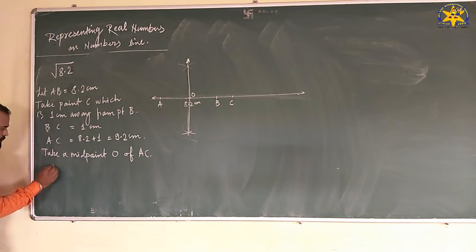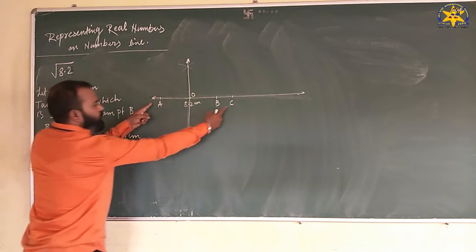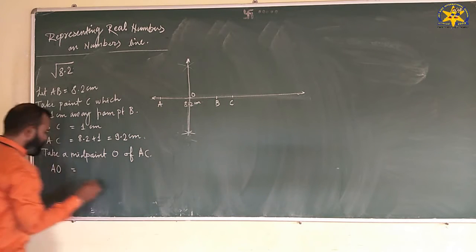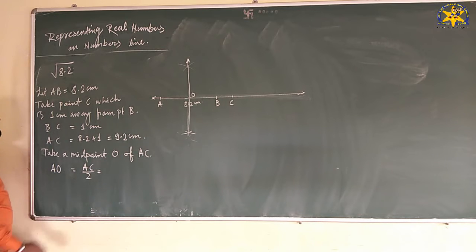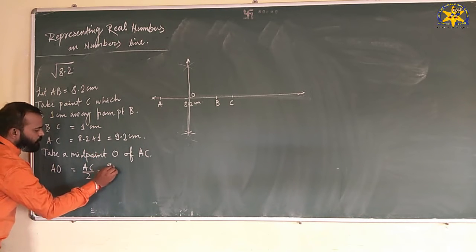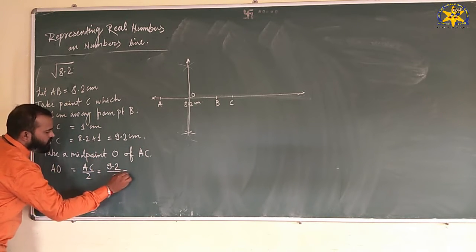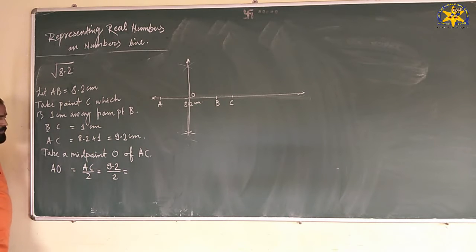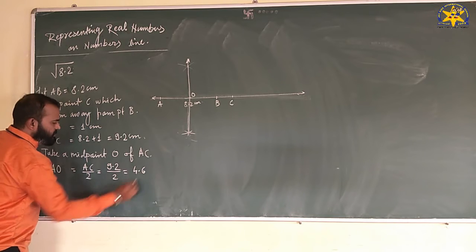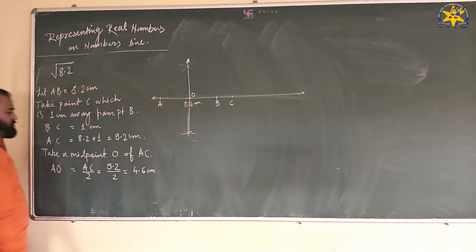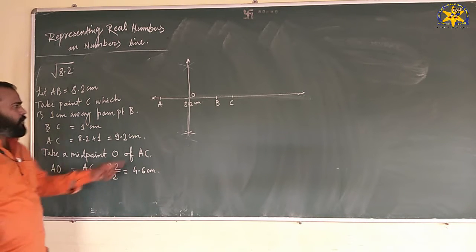अब what will be AO? AO कितना रहेगा? AO will be the midpoint of AC, meaning AC divided by 2. It will be AC divided by 2. What is AC? AC is 9.2 divided by 2. What will be 9.2 divided by 2? It will be 4.6 centimeter, right? We have found it out.